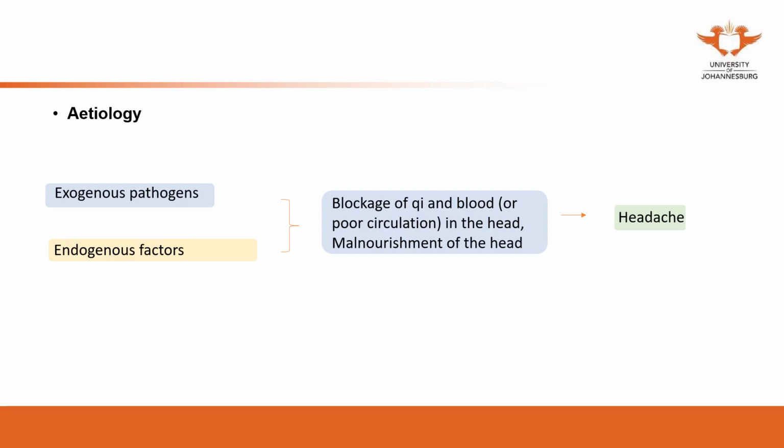Until now, you should already understand the etiology in Chinese medicine. We always think about something from exterior and interior, exogenous pathogens and endogenous factors. No matter what kinds of factors, they may result in the blockage of qi and blood in the head, or malnourishment. Once there is blockage or lack of nourishment, it may result in headache, because there are many different types and possible causes of headache from the conventional medicine point of view.